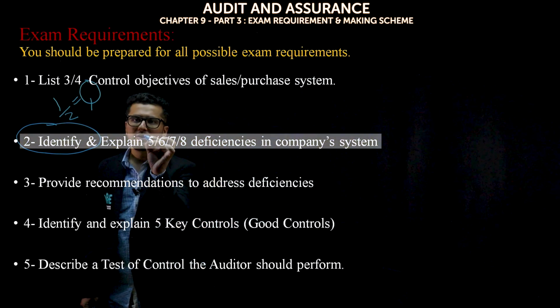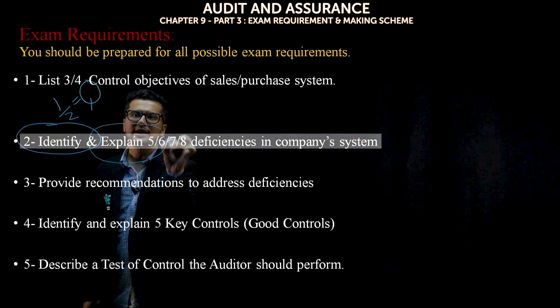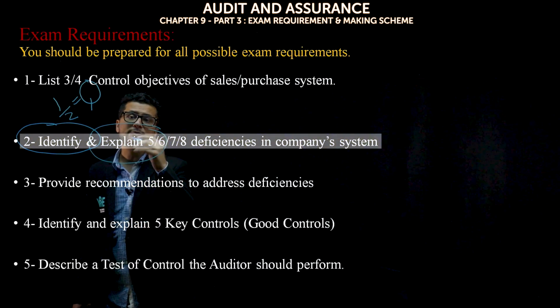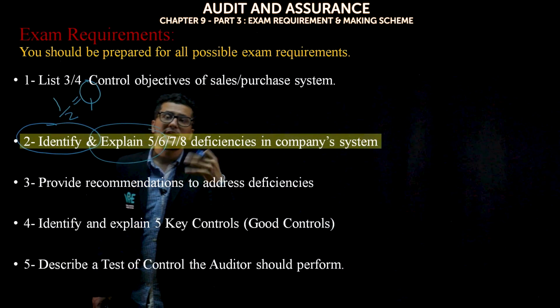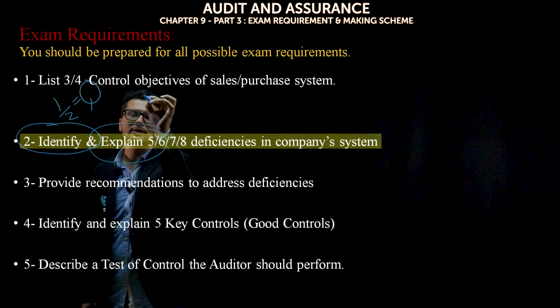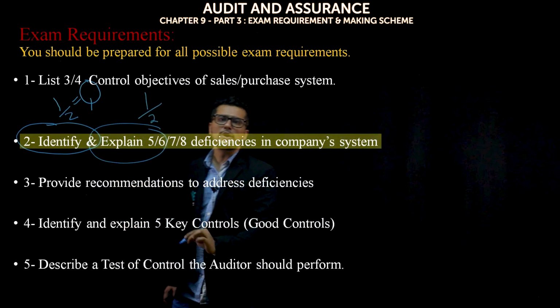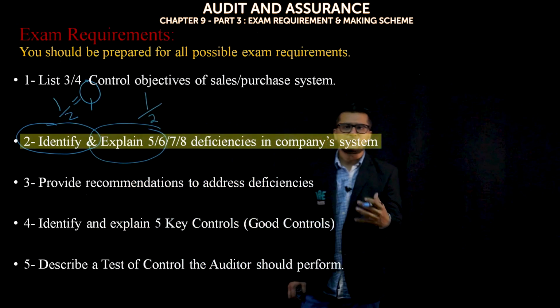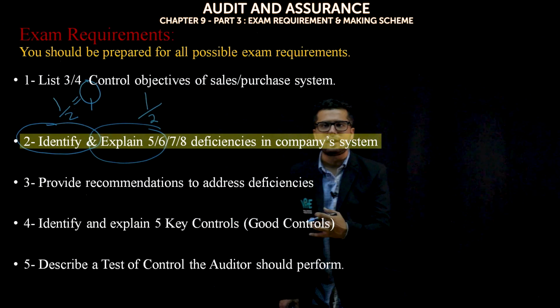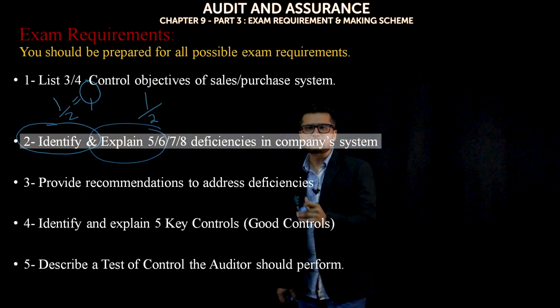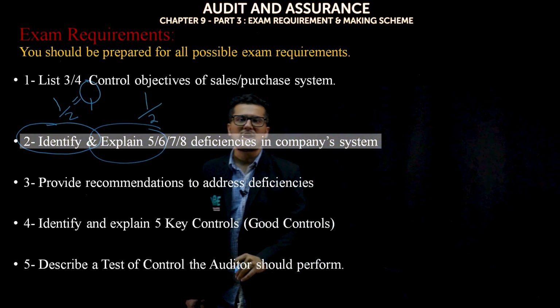Then you have to do what? You have to explain the deficiency. And in order to explain, you have to use your words. I will tell you how to explain it. But for now, the marking scheme is that you will get another half mark when you explain it. So the identification of deficiency will give you half mark, and it is straight away out of the question. Then you have to explain it, and that is going to give you another half mark.